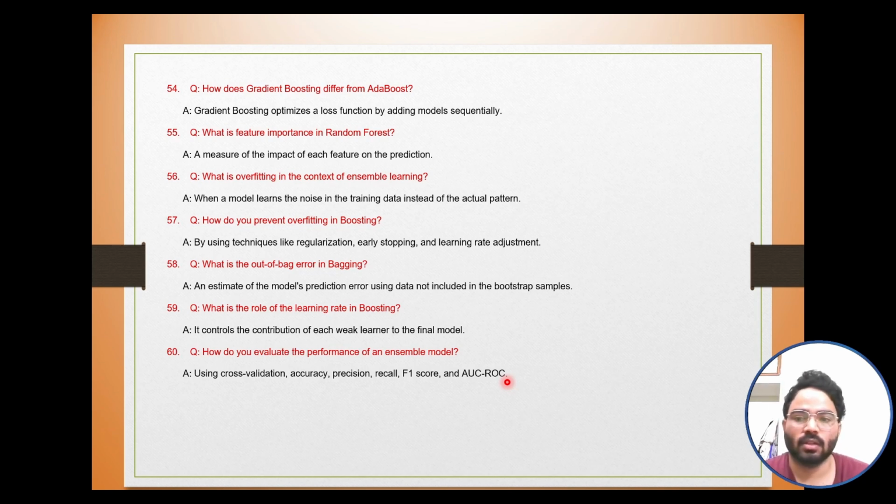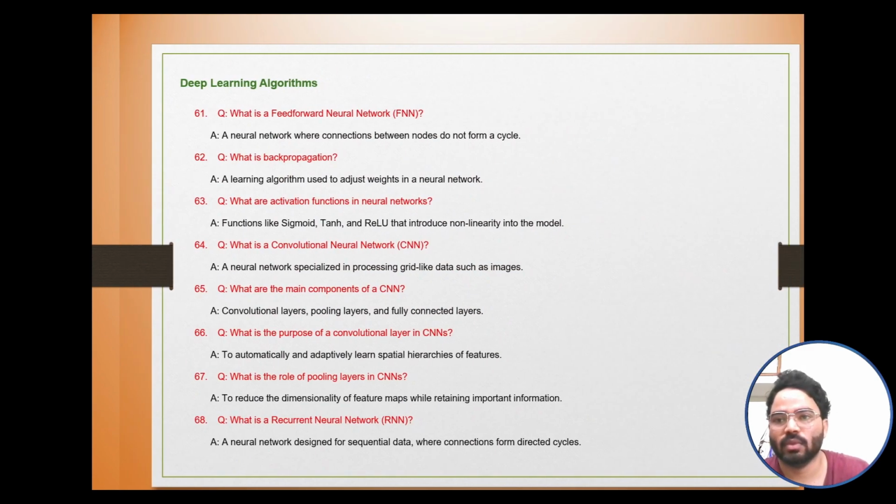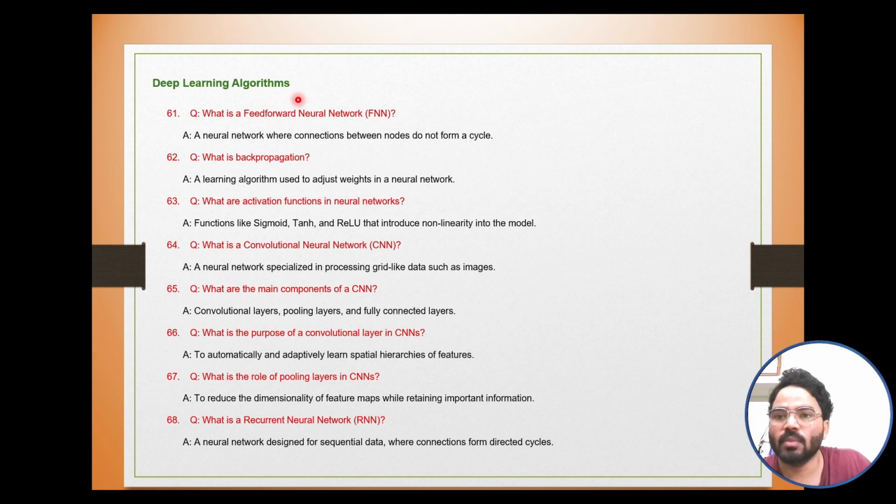So these were the questions related to machine learning, and now we will go through the deep learning models. That is the remaining 40 questions out of 100. This is the deep learning algorithm related question set.